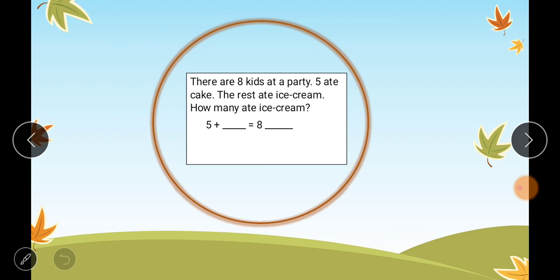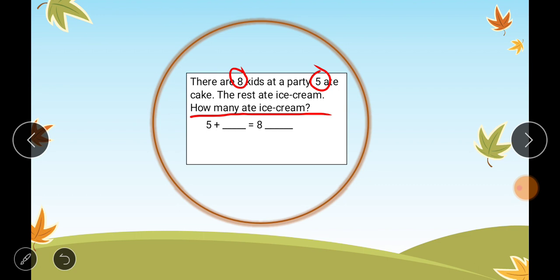Now you've read the story. Think. How am I going to solve this problem? Now you circle the numbers. So the numbers are 8 and 5. Now you underline the question. How many ate ice cream? That's the question. Now you box the action. That means you write out the number sentence like this.